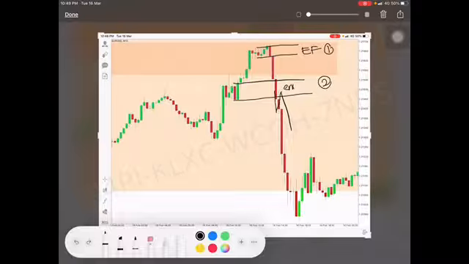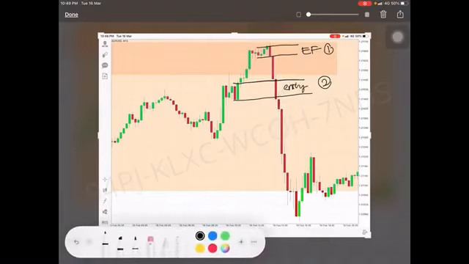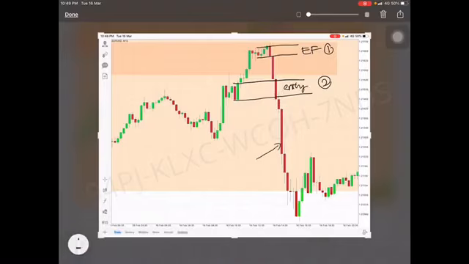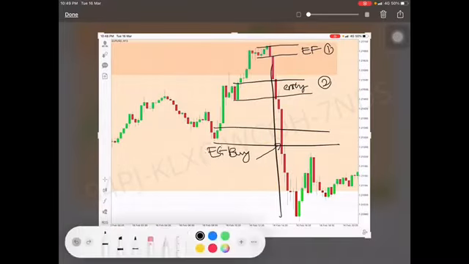So let's say you look at this one. This price made an engulfing fail over here. See? That was EG buy, but then price broke down, right? So it has become EF.